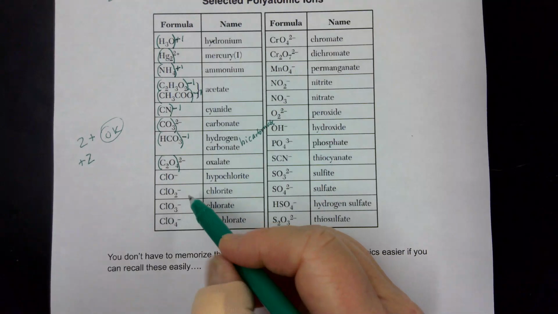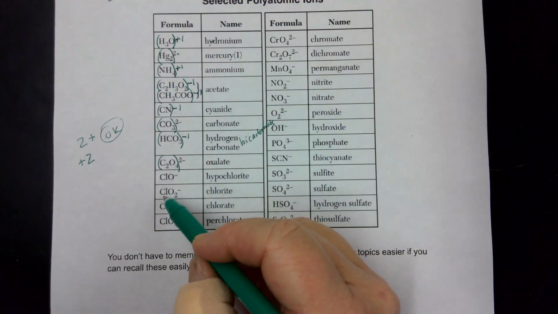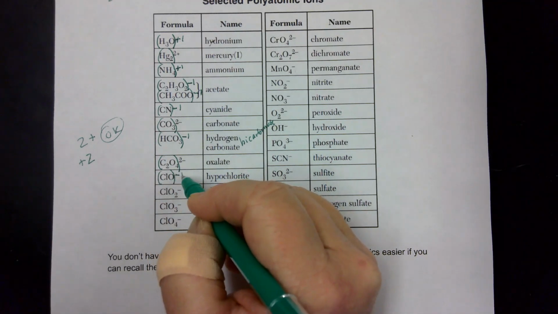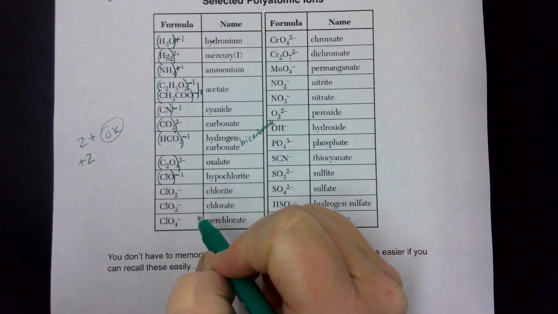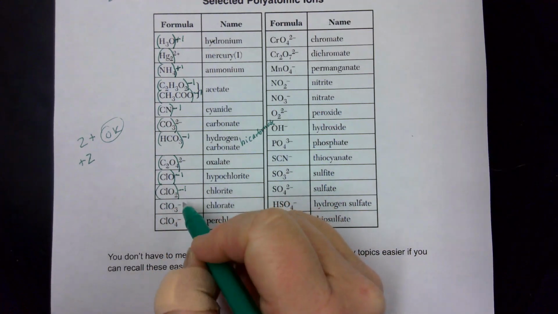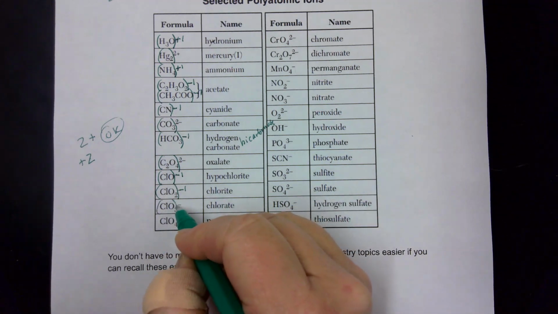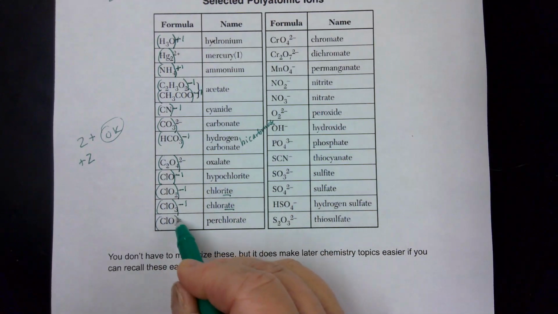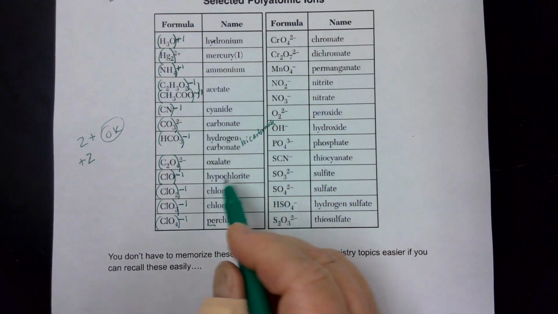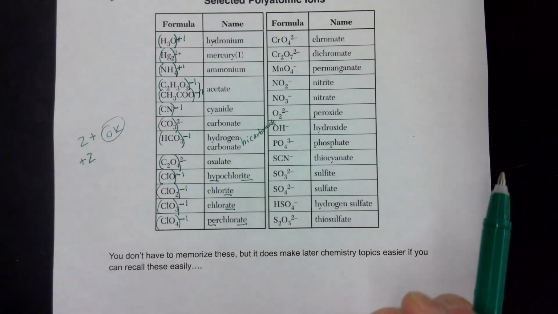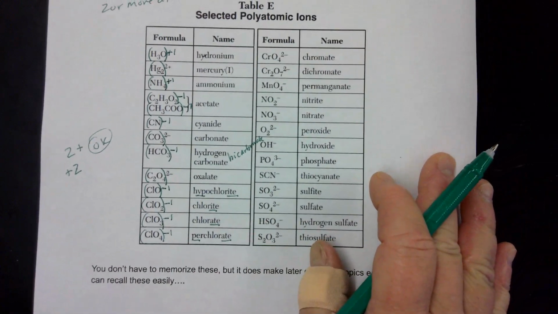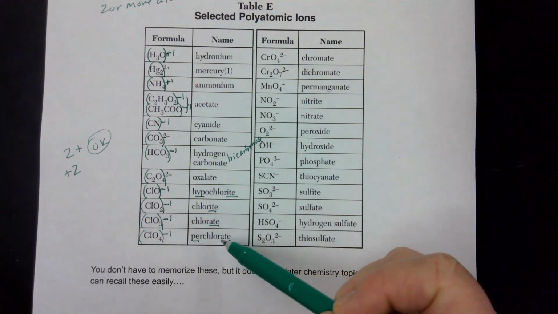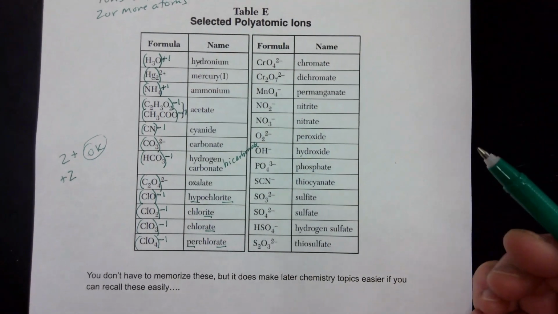Now these are the chlorate ions. There's a whole series of them. Notice ClO, ClO2, ClO3, ClO4. ClO with a -1 charge is called hypochlorite. ClO2 with a -1 charge is chlorite. ClO3 with a -1 charge is chlorate. And ClO4 with a -1 charge is perchlorate. So be careful. These ions are all very similar, they have similar names and similar formulas, but there are distinct subtle differences in the names that are supposed to help you clarify which one you're talking about.